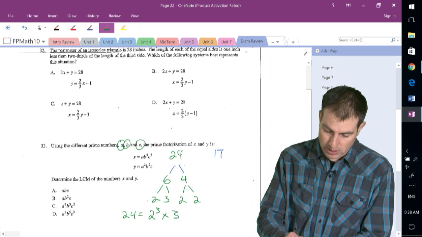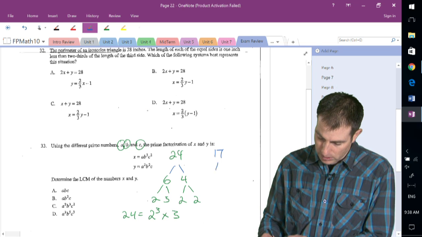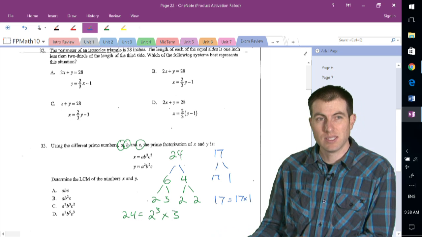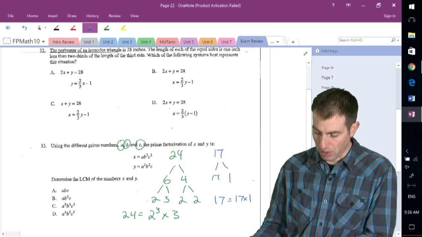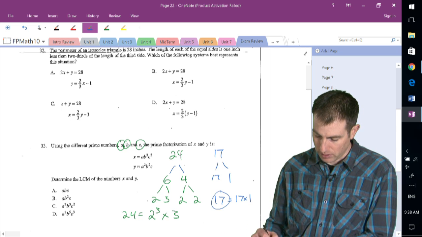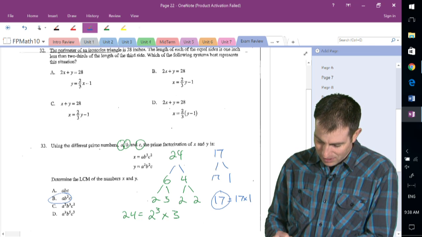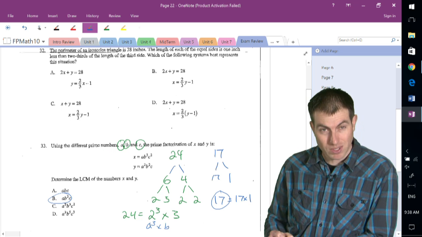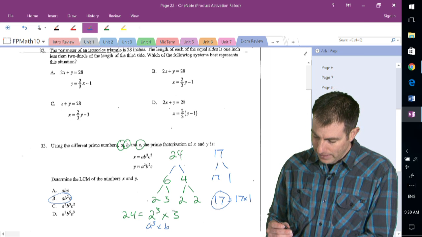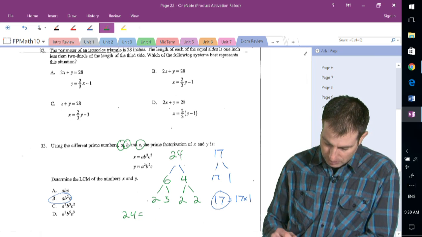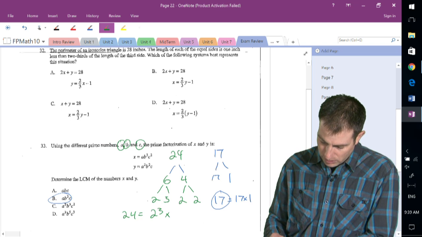I can do the same thing with 17. I can go 17 is 17 times 1. Well, that is the prime factorization. 17 is 17 times 1 because 17 is a prime number, so I don't have to do anything with 17. So when you see something like a times b squared times c, this is kind of like a cubed times b. That's kind of what they're doing here. So instead of thinking of it in terms of variables, you want to think of it in terms of numbers, which might help out. 2 cubed times 3.